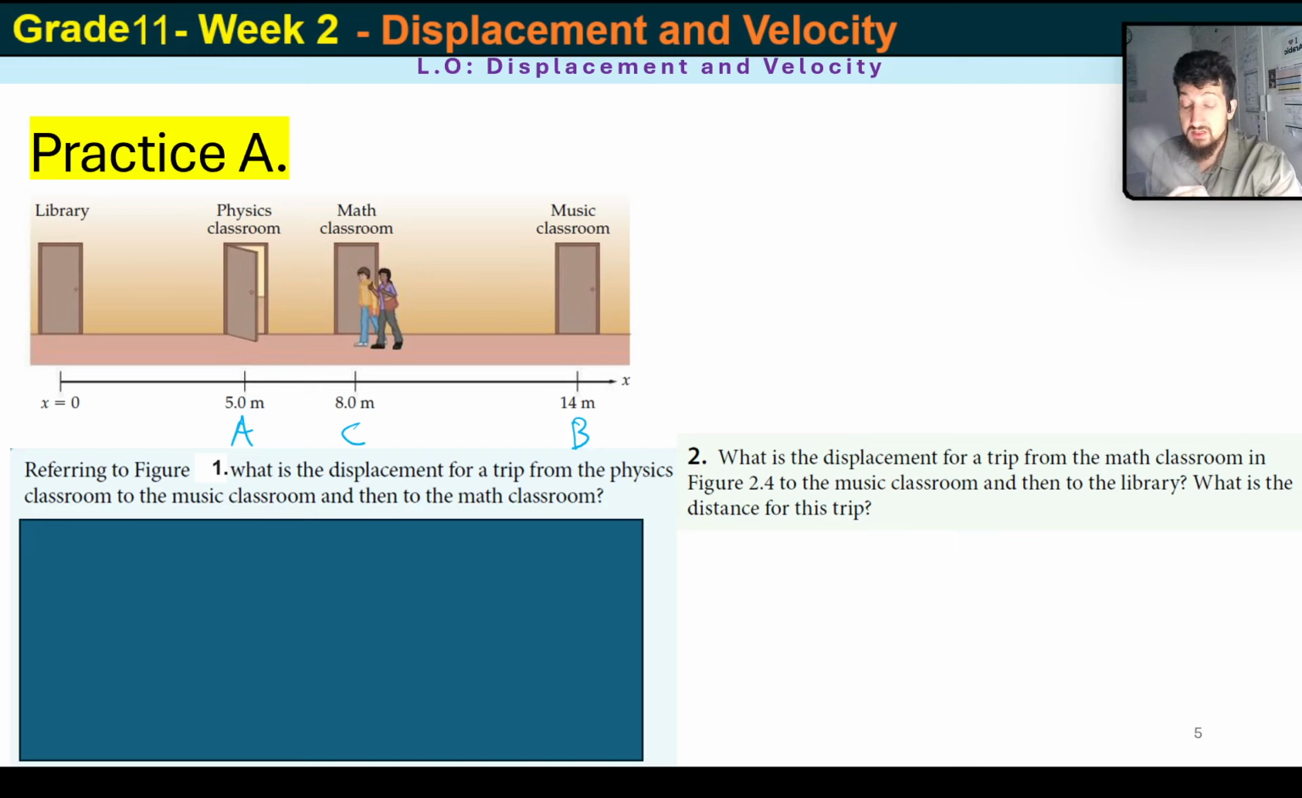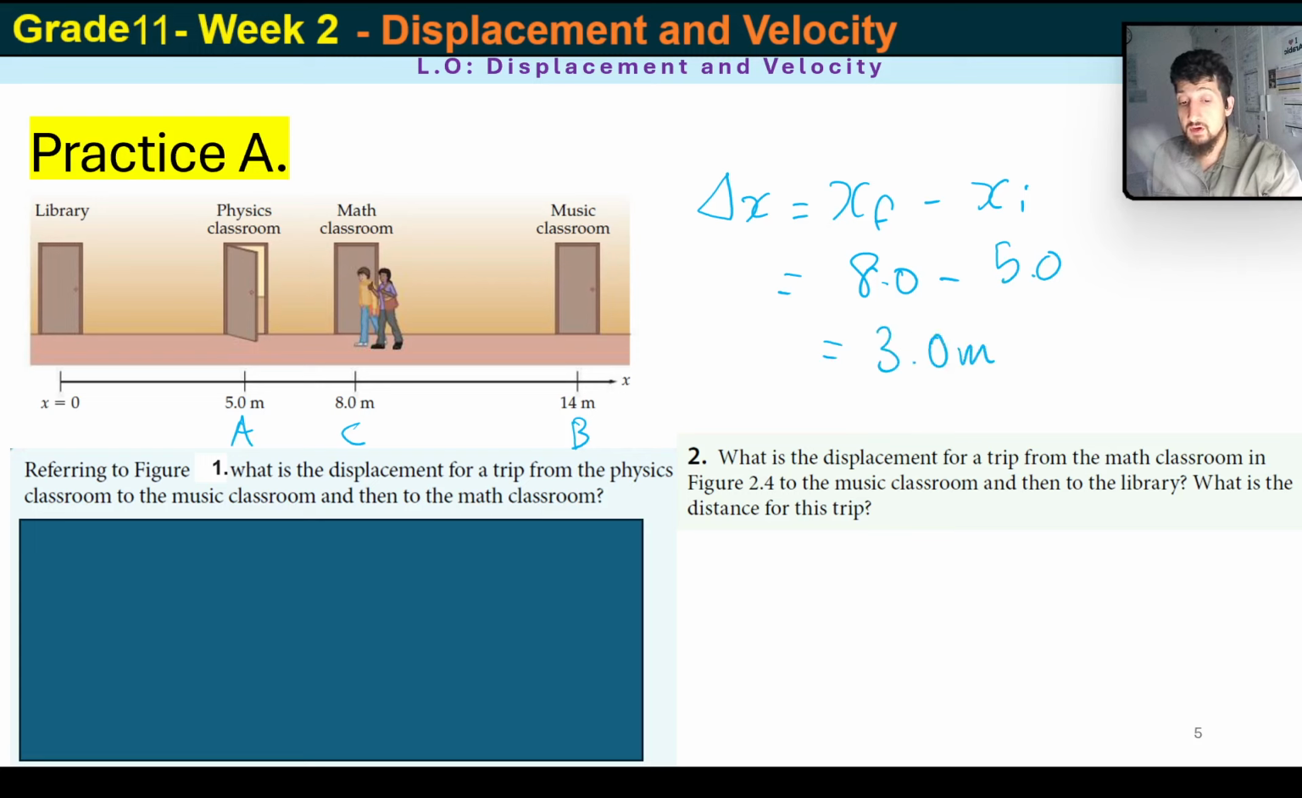So it's asking for the displacement. Remember, displacement is by definition the final position minus the initial position. So I'm not interested in the music classroom because that's just in between. So I'm going to look at the final position. So change in X is going to be X final minus X initial. So what's the X final? It's going to be 8 meters minus the X initial, which is 5 meters. And of course the answer is 3 meters.